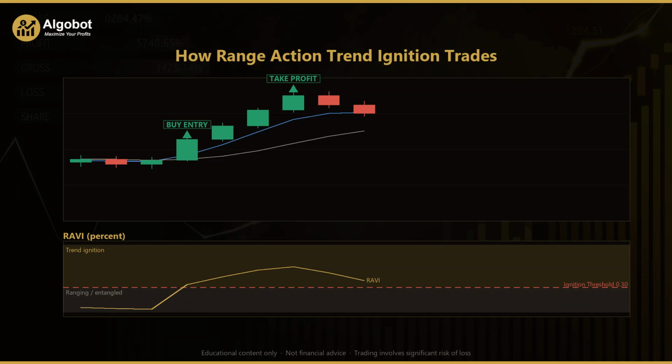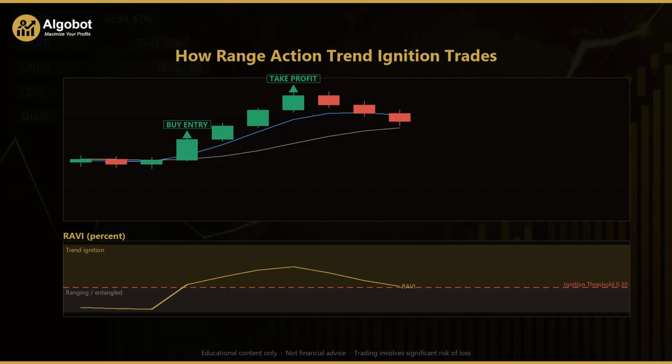Follow the next candles. Price continues to climb, one higher close after another. The averages stay separated and RAVI holds comfortably above the threshold, which tells the strategy the trend is still alive, so there is no early exit. A few candles later, price reaches the take profit target and the long trade is closed for a completed move.